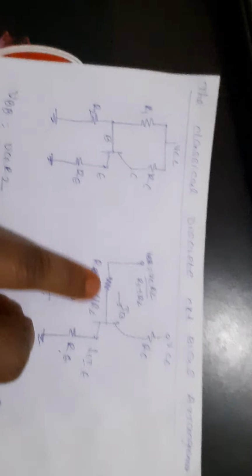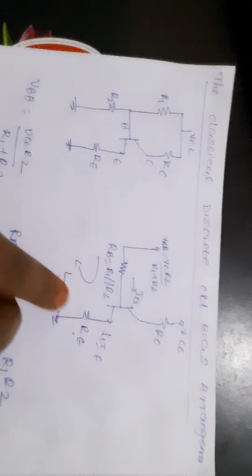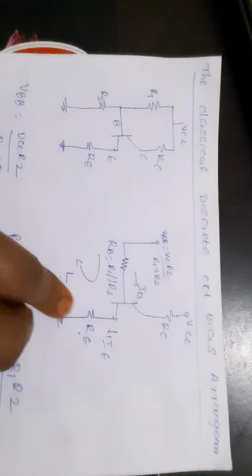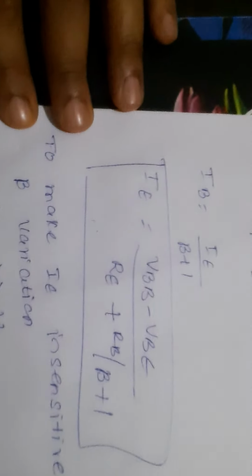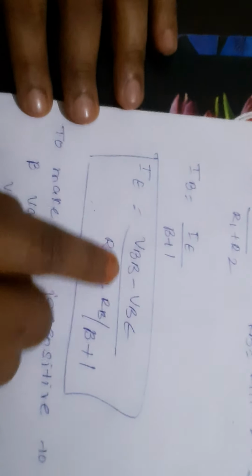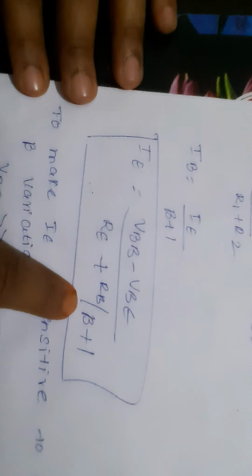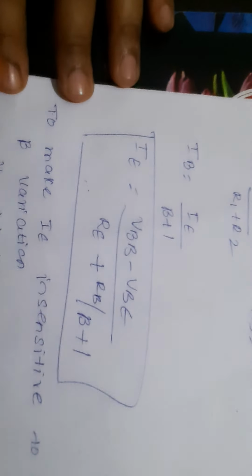Now to find IE, we need to apply Kirchhoff's law to this loop, named L. So we get IE after applying Kirchhoff's law. IE equals VBB minus VBE divided by RE plus RB divided by beta plus 1.